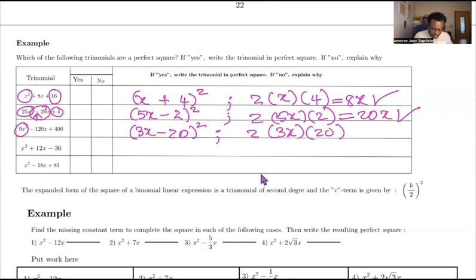2 times 3, that's 6x, and 6x times 20 is 120. So that's 120x. Also check.